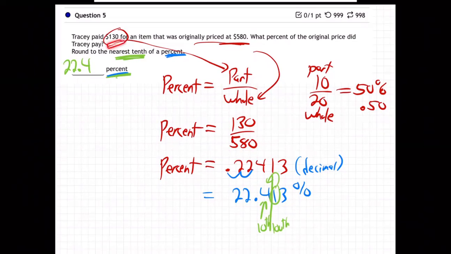And that looks like it, right? This looks like about a quarter of the price, about 25%, a little bit less, 22.4%. It's a reasonable answer. So there we go.